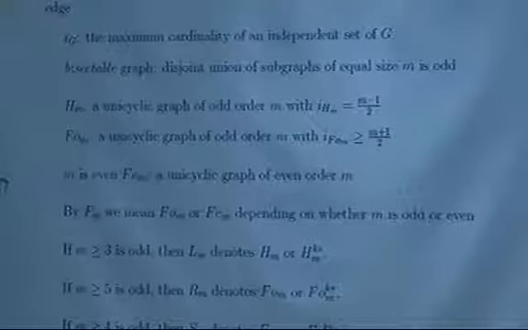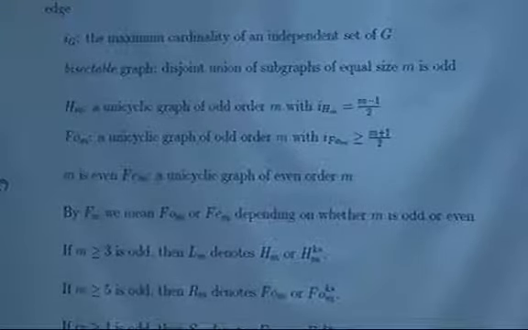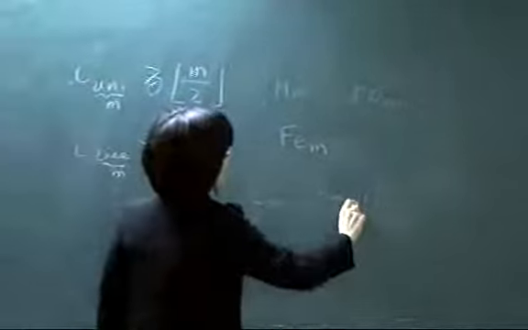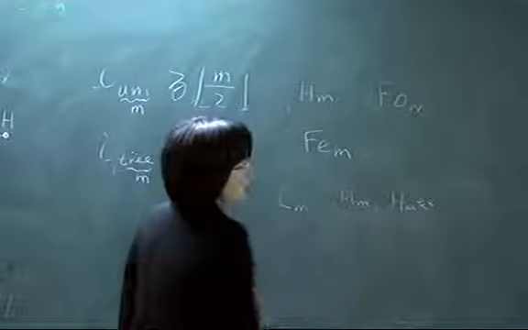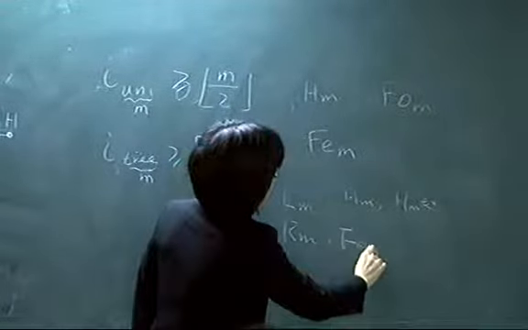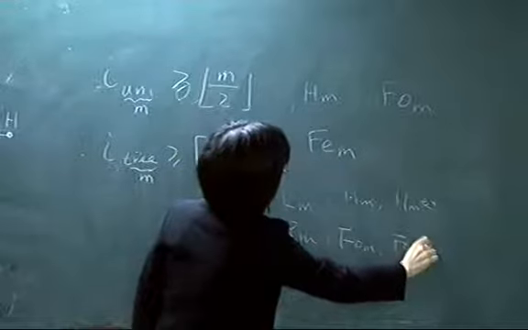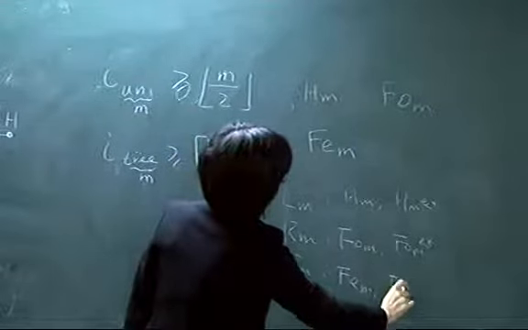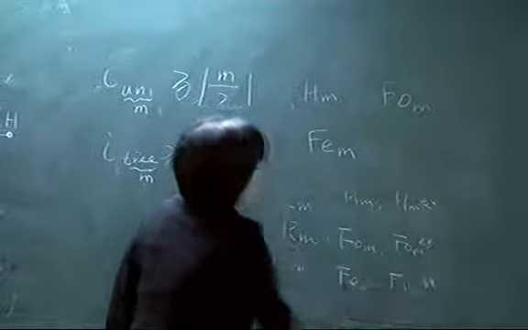And L_m denotes F_m or F_m plus K stars. So by adding some edges on H_m, you denote that family by L_m. So it might be H_m or H_m plus K star, whatever K is. And R_m denotes F_om or F_om plus K star. And S_m, F_em, or some component with some more edges added on.